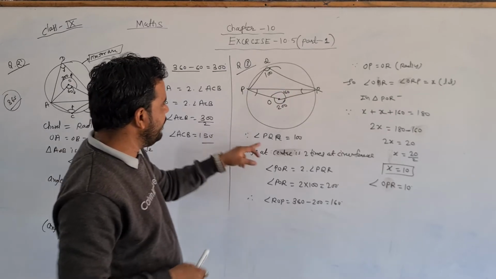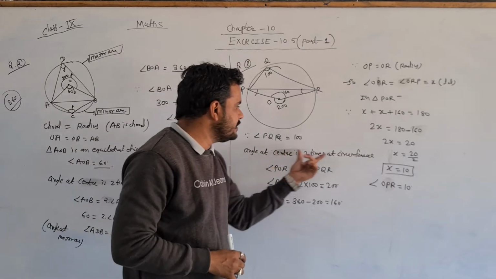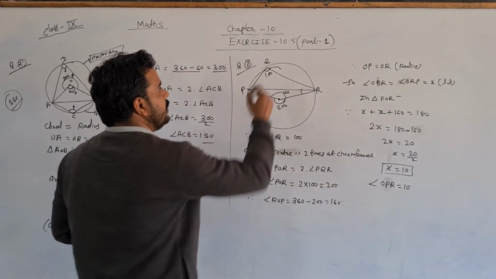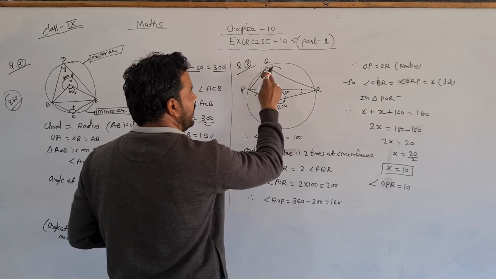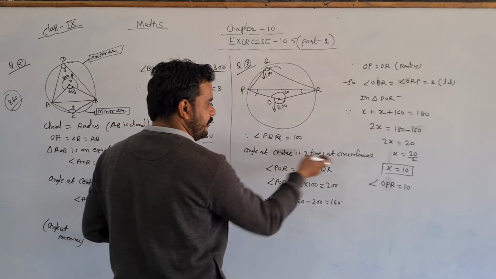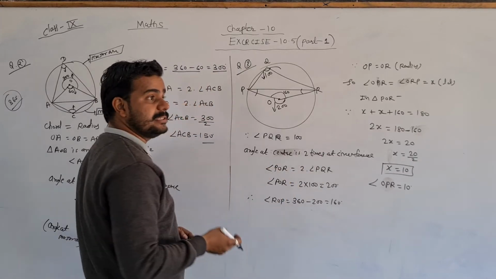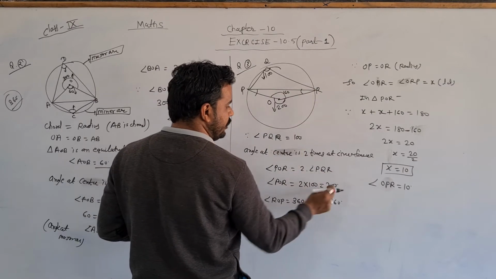So first of all, the given thing is PQR is equal to 100 degrees, and as you know that the angle at the center is double the angle at the circumference. So look, where is its face? It is facing downward. So angle here, 100, what will this become? 200, it is double. The angle at the center is double of the angle at the circumference. So angle POR is equal to 2 into PQR, 2 into 100.